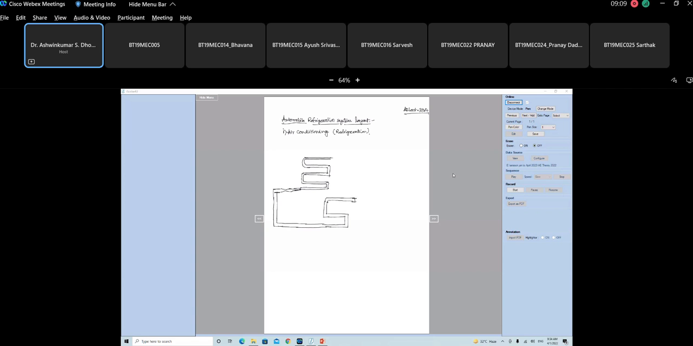Then here there is an accumulator. Here you got to have the tube. From the accumulator, it goes to the compressor, where the drive to the compressor is given.